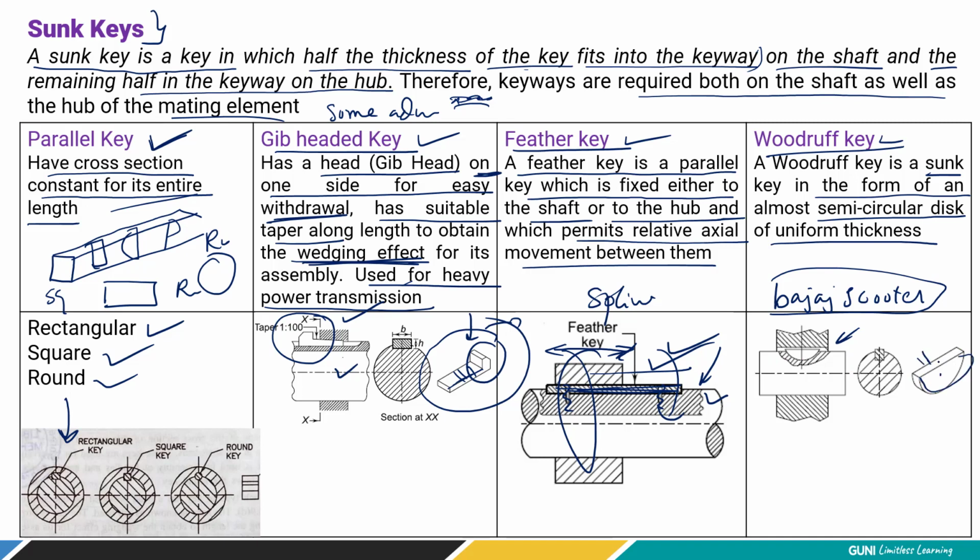It has a constant thickness. So whenever you find limited space and you want to join the elements, you have to use this kind of key. You cannot use a gib head key. You cannot use a parallel key because of the limitation of space and the component geometry, right? There you have to use the Woodruff key. It is mostly used in the automobile segment, right?